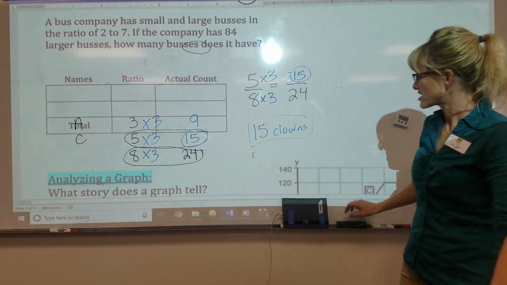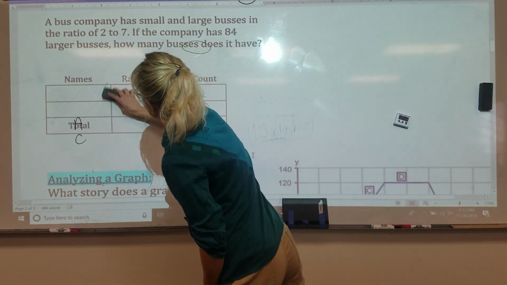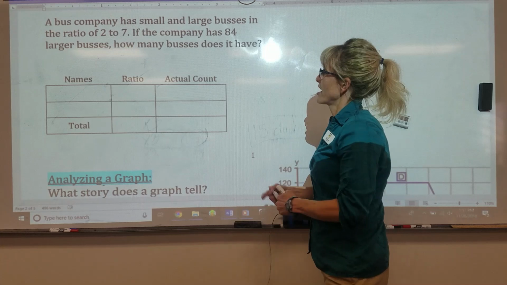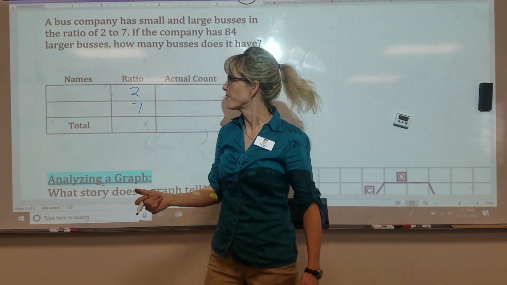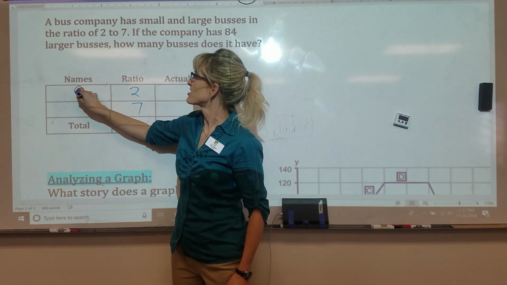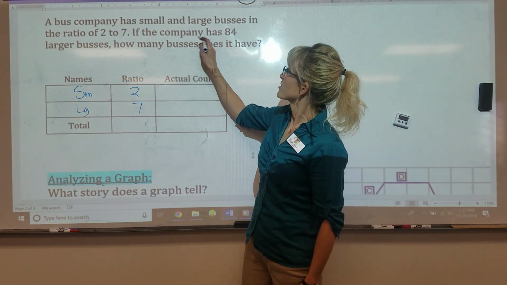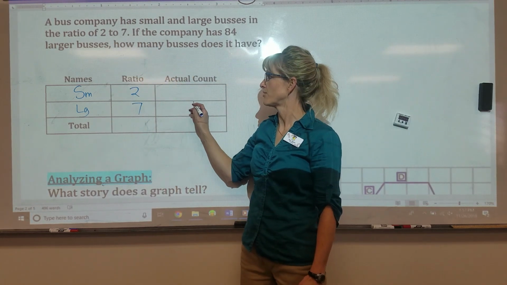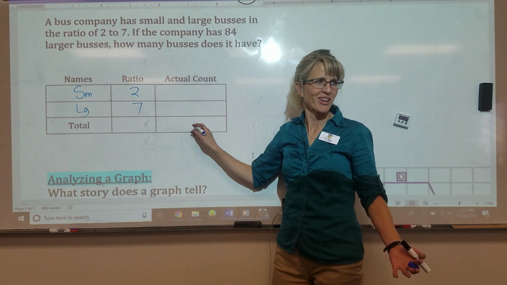A bus company has small to large buses in a ratio of 2 to 7. If there's 84 large buses, how many buses does it have? So the ratio is 2 to 7, and it's small to large. There's 84 large buses. So I'm going to put the 84. That's a really big number, so maybe I should just put it in the total box because it's really big.